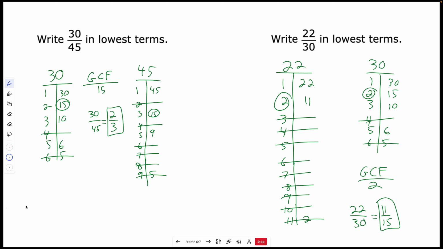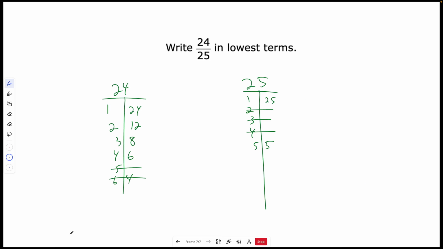Now, the last type of problem I want to show you, okay, I've already worked out the tables for you, and you will notice that the greatest common factor for 24 and 25 is 1. Okay? And so if the greatest common factor is 1, then it is already written in lowest terms.